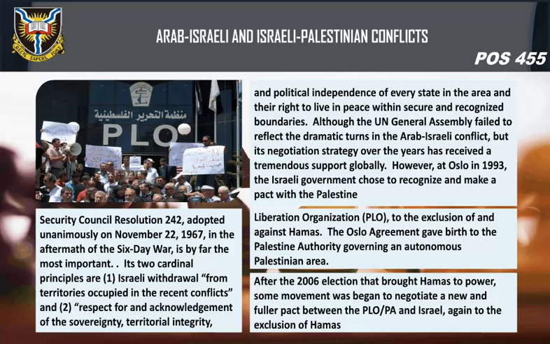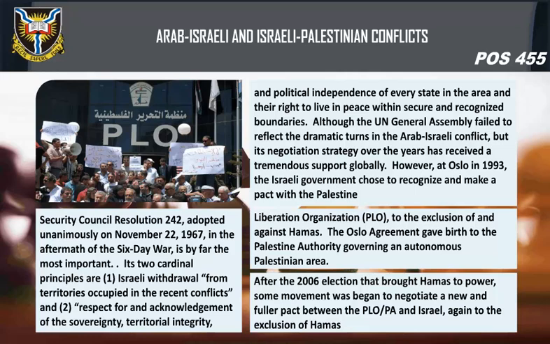Although the UN General Assembly failed to reflect the dramatic turn in the Arab-Israeli conflict, its negotiation strategy over the years has received tremendous support globally. However, at Oslo in 1993, the Israeli government chose to recognize and make a pact with the Palestine Liberation Organization (PLO) to the exclusion of and against Hamas.